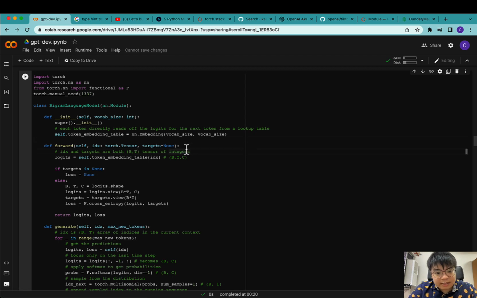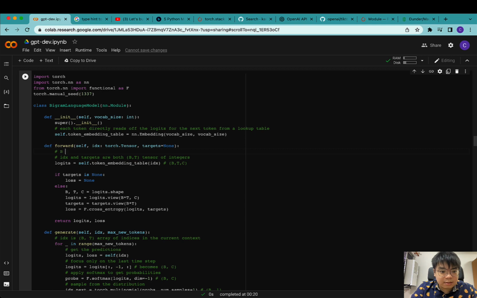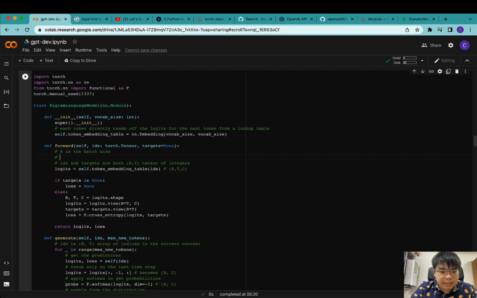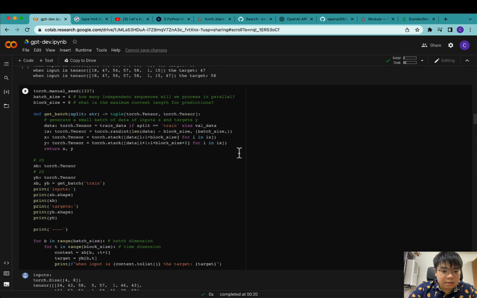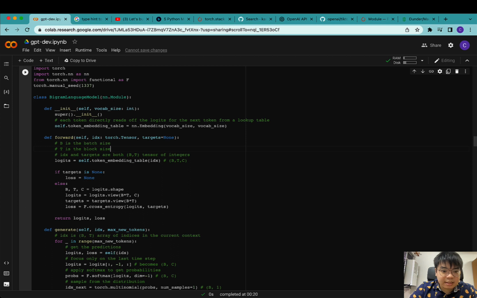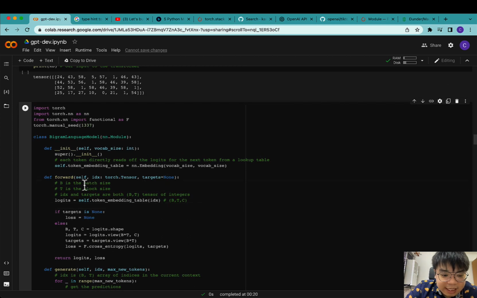So b is batch size, and t is the block size. Okay, nice. If you pass in a batch size and a block size into a two-dimensional embedding, I guess this embedding class is smart enough to pass in every single value into this two-dimensional table. So this two-dimensional table becomes a three-dimensional table.